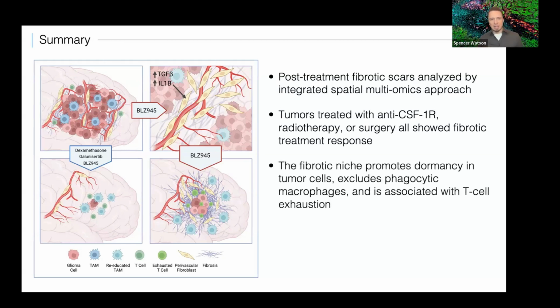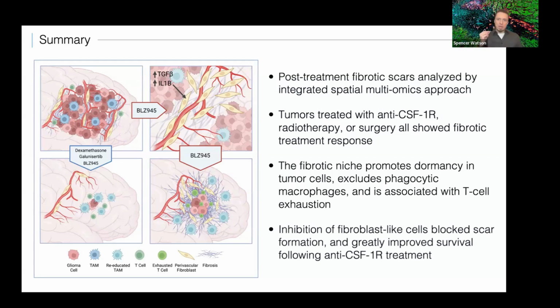And so by analyzing the full, complete spatial multi-omic data set, we were able to identify this fibrotic niche as promoting a dormant stem-like phenotype for surviving tumor cells. We could see that it was excluding the phagocytic macrophages that we were treating with the drug, and it was highly associated with T-cell exhaustion. And then by producing all of these wound healing growth factors, it was boosting regrowth at the point of recurrence.